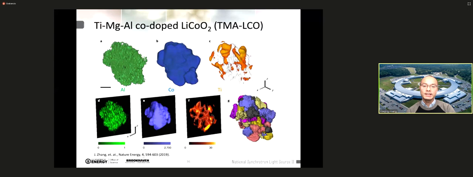Okay, so next we looked at the second approach to solve the problem. It's like co-doping three elements into the target LCO particle.